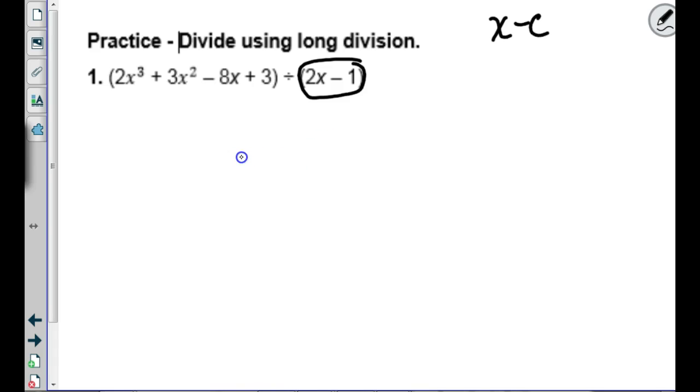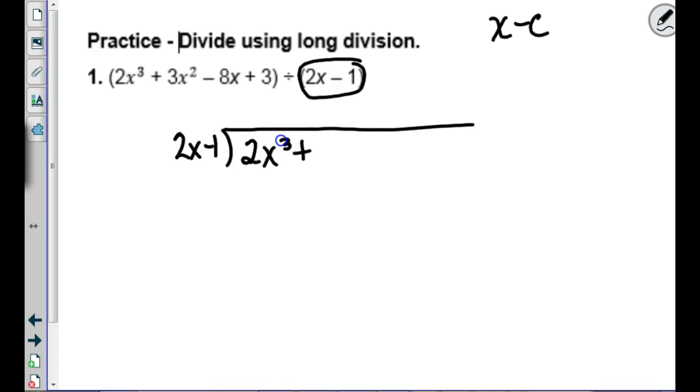Where we write what? 2x minus 1 goes outside. Dividing into 2. Do we need any placeholders for this one? X cubed plus 3x squared minus 8x plus 3. Okay.